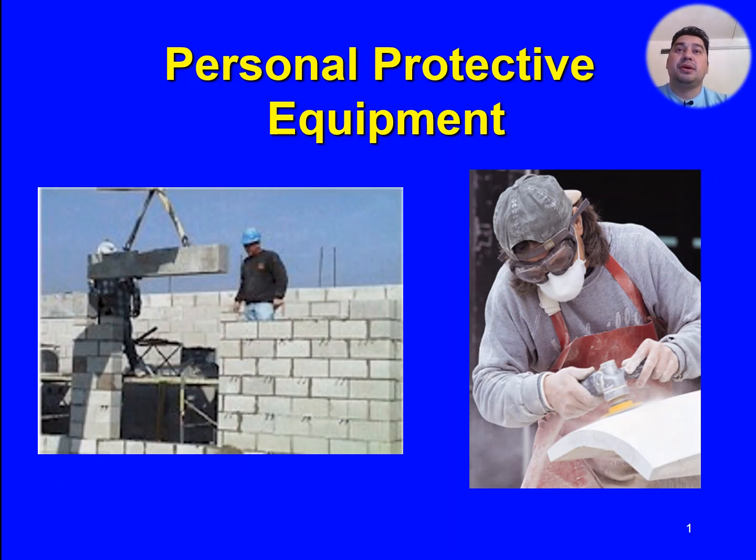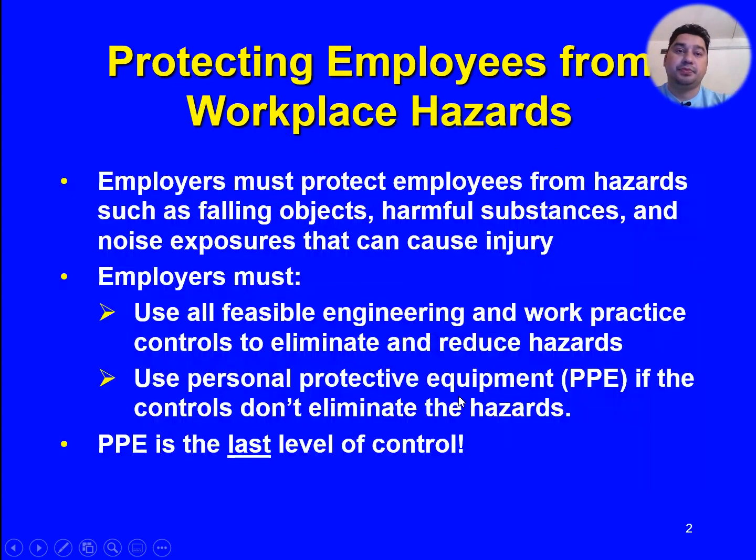So let's start our training: personal protective equipment, which is PPE. PPE is about protecting employees from workplace hazards. That is the main motive, the main role of PPE. Employers must protect employees from hazards such as falling objects, harmful substances, and noise exposures that can cause injury. That is the role of employers.